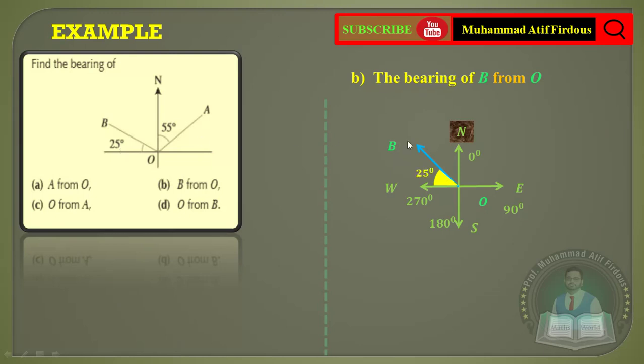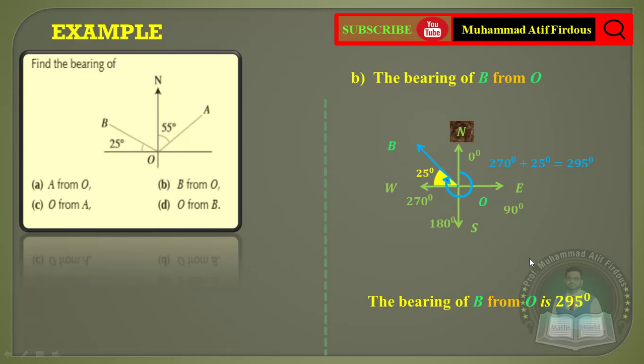But we have to find the bearing of B from O. So start with the north line, and you can see the blue one is the angle we have to find. You know 0 degrees, 90, 180, 270 degrees, and you just add 25 degrees to 270 degrees. So 270 plus 25 degrees, you have your answer, 295 degrees. So the bearing of B from O is 295 degrees.